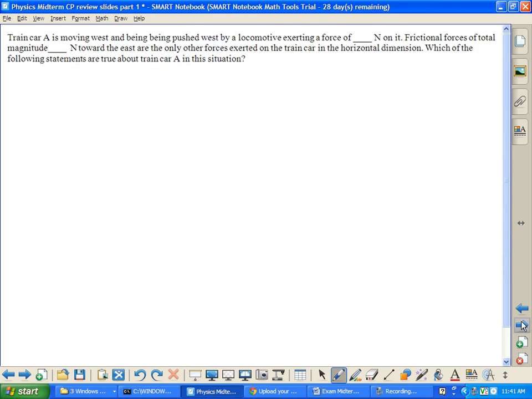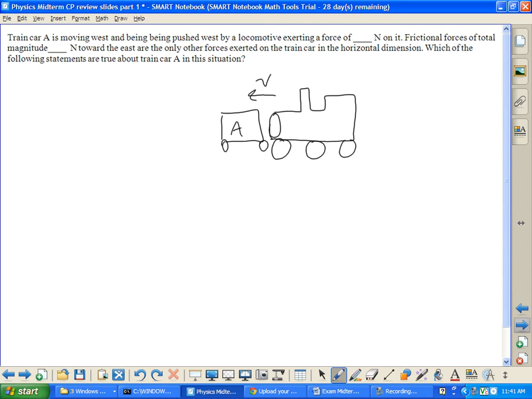Good. Couple more forces. Train car A, moving this way, being pushed by a train. By Thomas the Tank Engine, actually, because I've drawn a lot of Thomases.